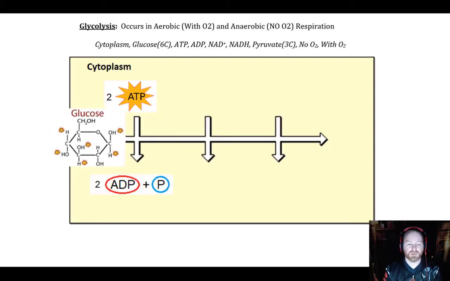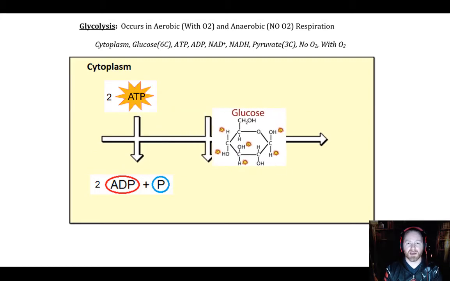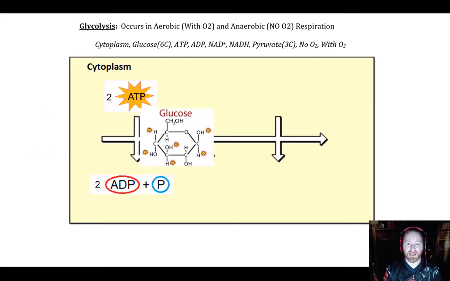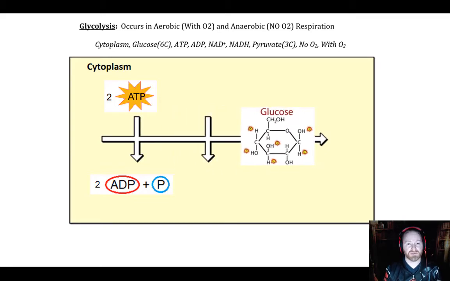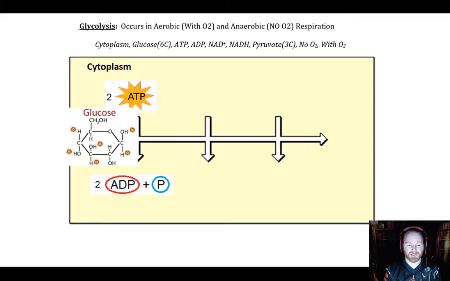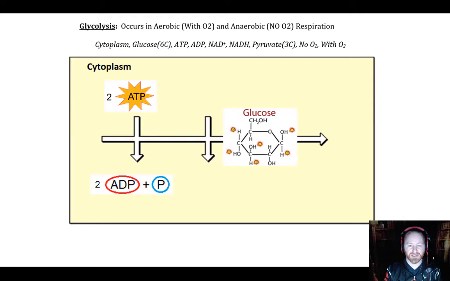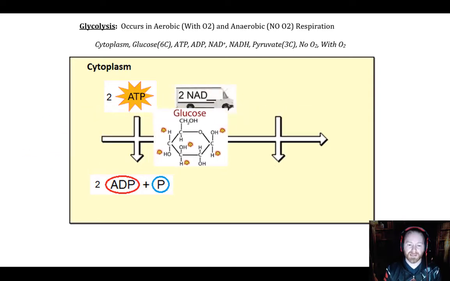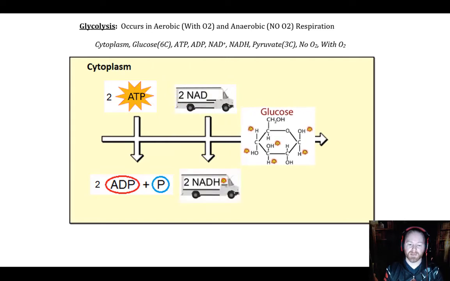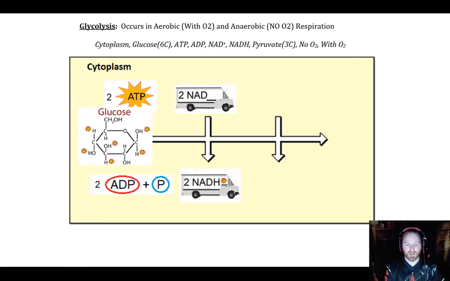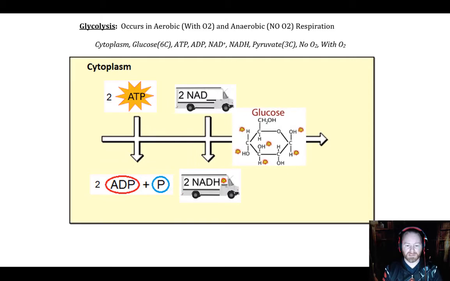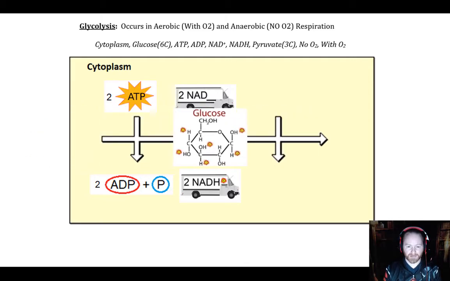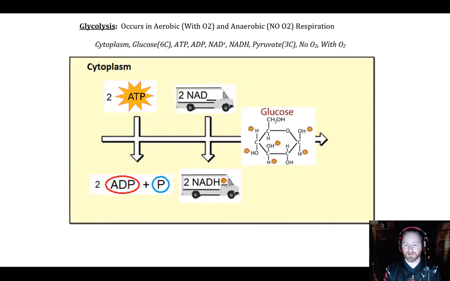The next thing we need to do is take off a couple of these hydrogens. If you remember from our overview, ATP and NADH, 2 of each, was the product from this, in addition to the 2 pyruvates. So we're going to have 2 NADs come in, pick up hydrogens to become 2 NADHs. NADHs will leave and go into the mitochondria and dump off that load at the ETC.